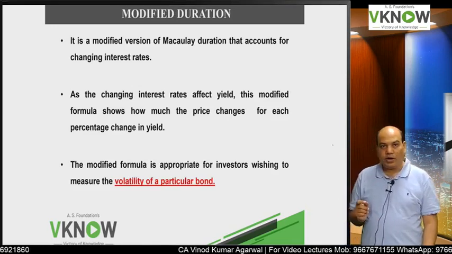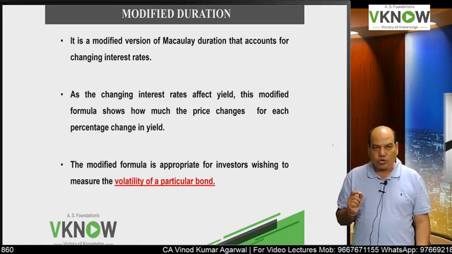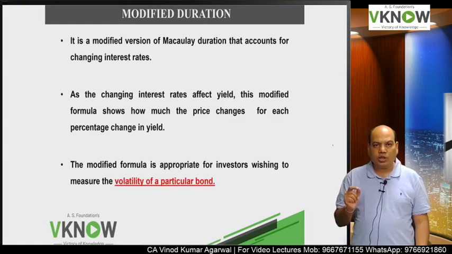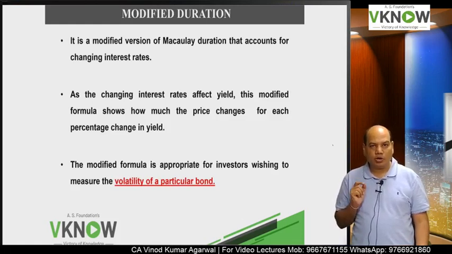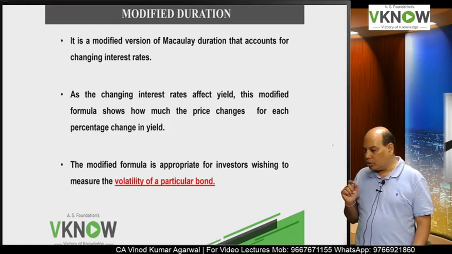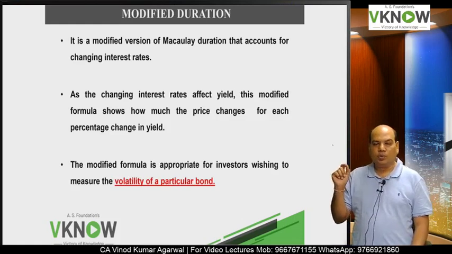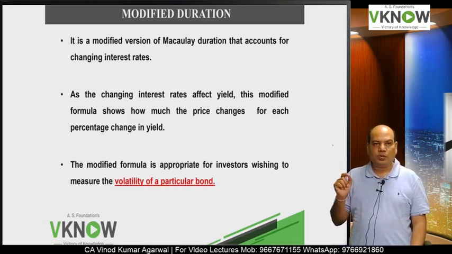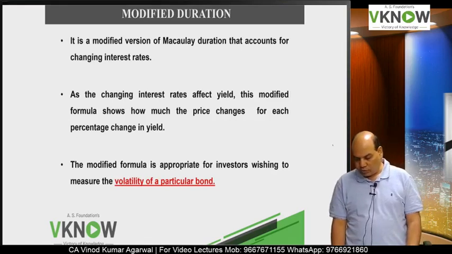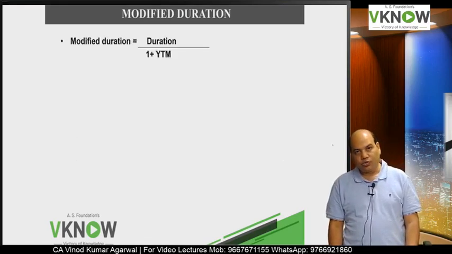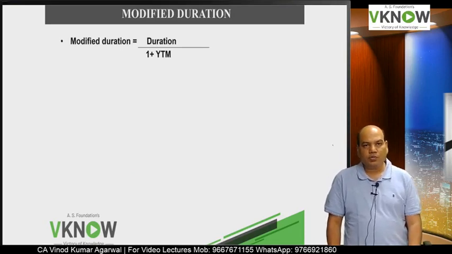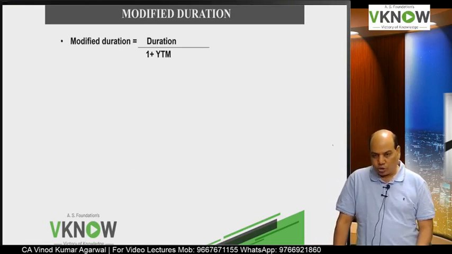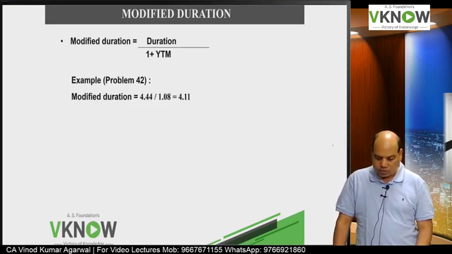So, modified duration is also used for calculating the volatility of a bond. Volatility of the bond means by what percentage the bond price will change for a 1% change in YTM, and modified duration helps you to do that. So, the formula for modified duration is duration upon 1 plus YTM.